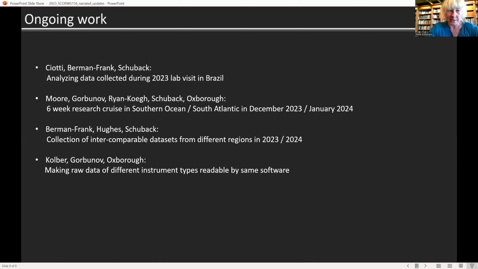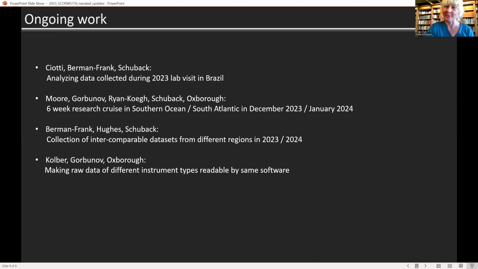We're also still working on using the same software for data from different instruments. Importantly, Spigish Kolber has been working a lot lately on making the software of an instrument he developed able to read files from other instruments. And this is a bit contentious. We've been having a lot of fun, but it's actually going remarkably well. And I think this will be very important work.